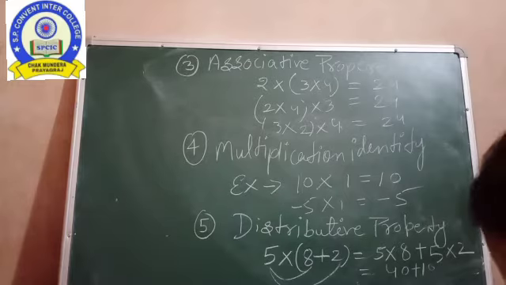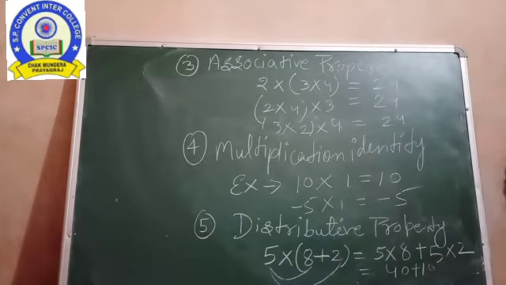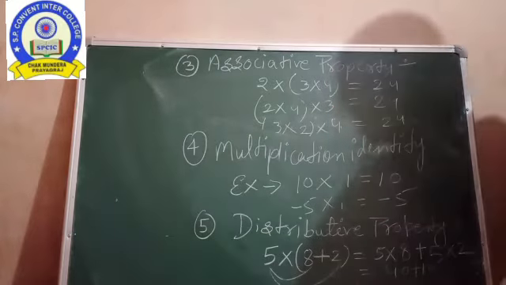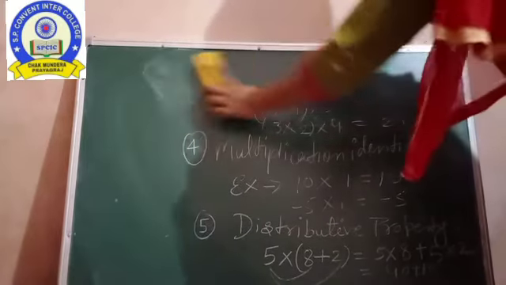Now the next property, properties of 0. Property of 0.